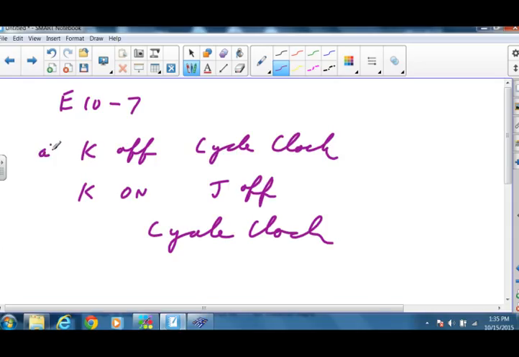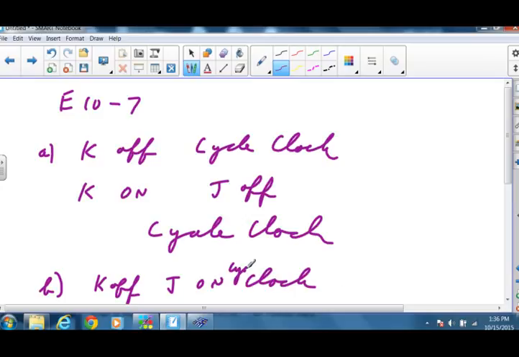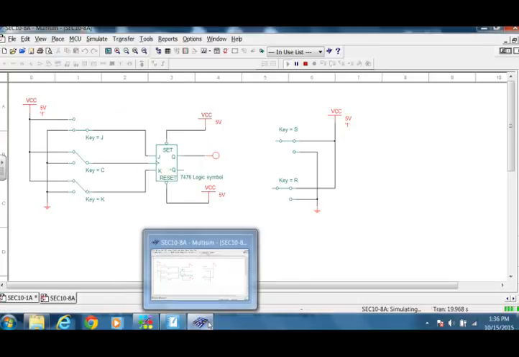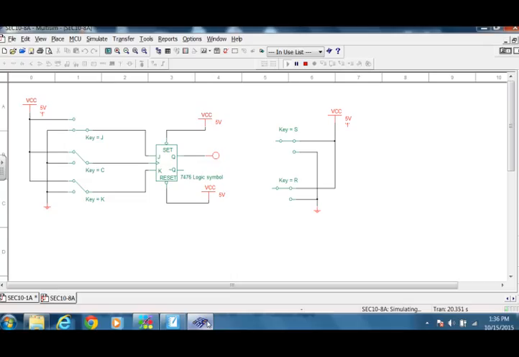So this is the A guy, the B guy, K off, cycle clock. J on, cycle clock. All right, so that's what I'm going to do. J on, K off, cycle clock. All right, I did that. Make J1 and K1. What happens if you continuously press C?